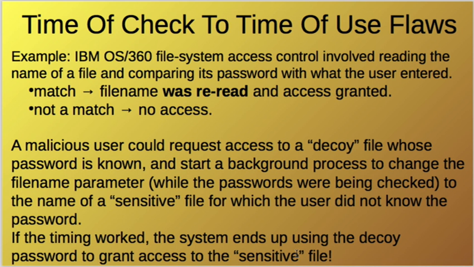Okay, so the password of a decoy file. You pretend like you're going to access that, but then while the IBM file system is checking the passwords and it should work, you say, okay, it's not that file that I want to look at. You substitute in some other sensitive file that you don't have access to, and if the timing worked just right, this file system will grant access to the sensitive file based on the password for the decoy file. Okay.